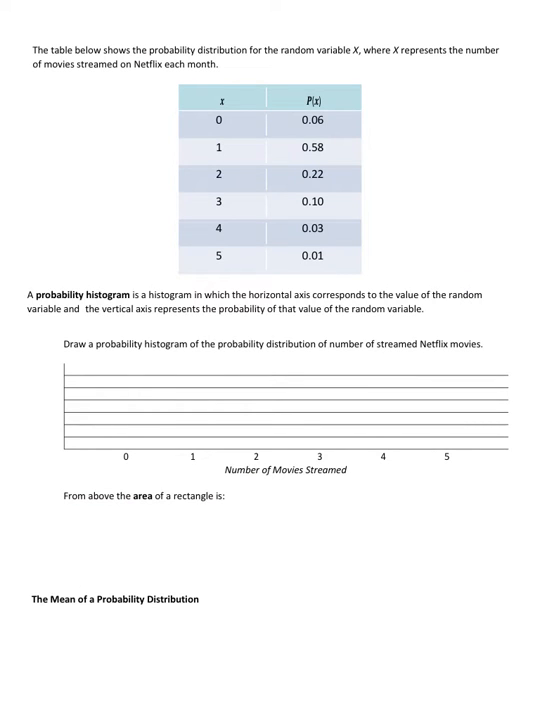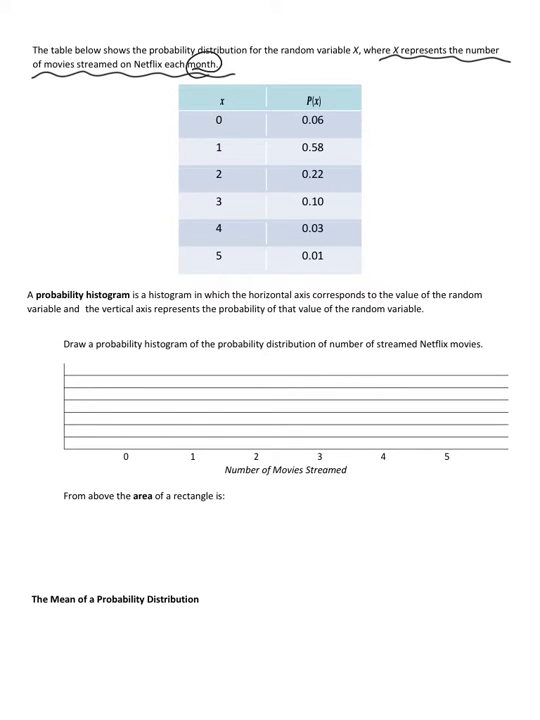Okay, let's look at an example of a probability distribution in the form of a table. All right, the table below shows the probability distribution for the random variable x, where x represents the number of movies streamed on Netflix each month. So it looks like the value of the random variable ranges from 0 movies to 5 movies a month. Well, obviously, this is a little outdated data, and I think people sometimes stream 5 movies a week or more these days, right? But this is what it is. Okay. All right. So it's a probability distribution.